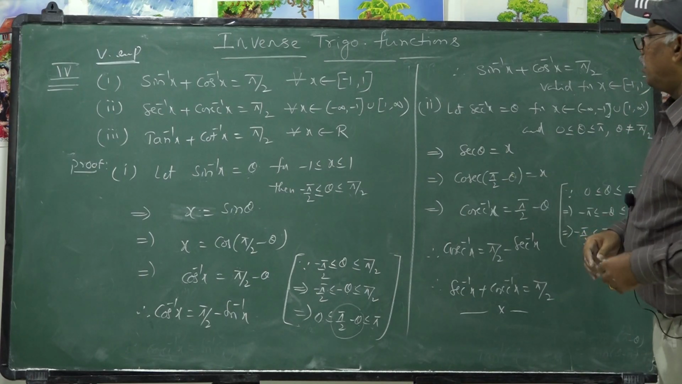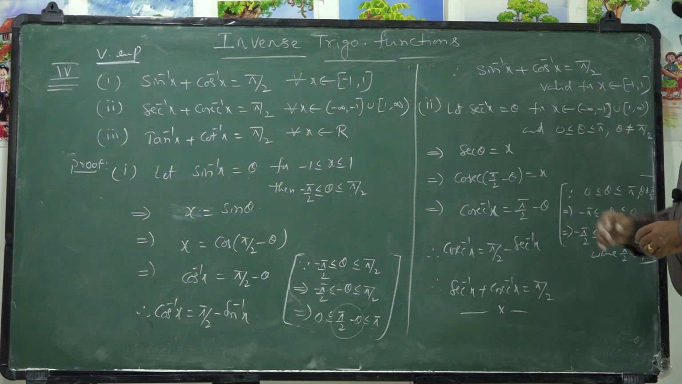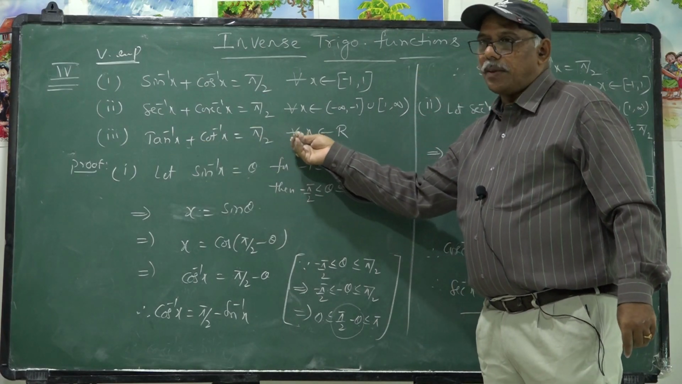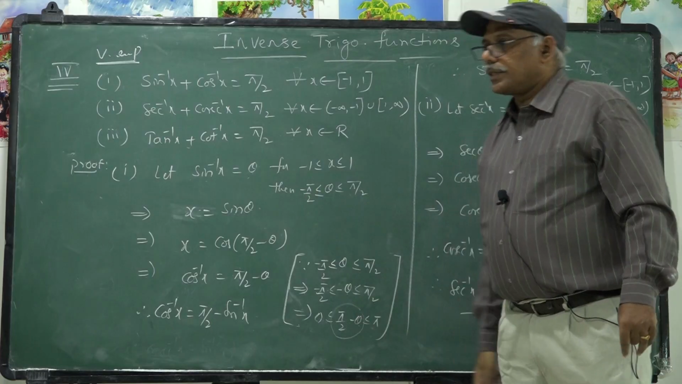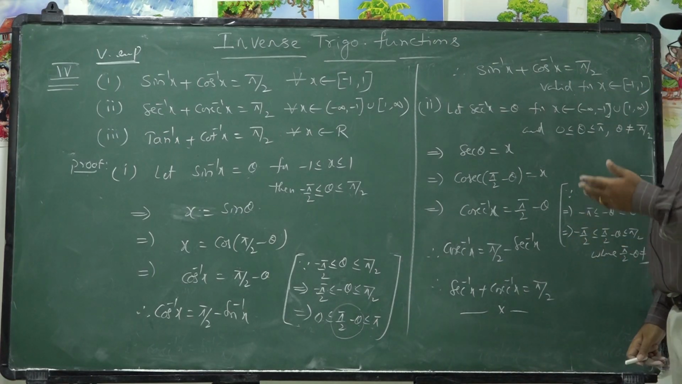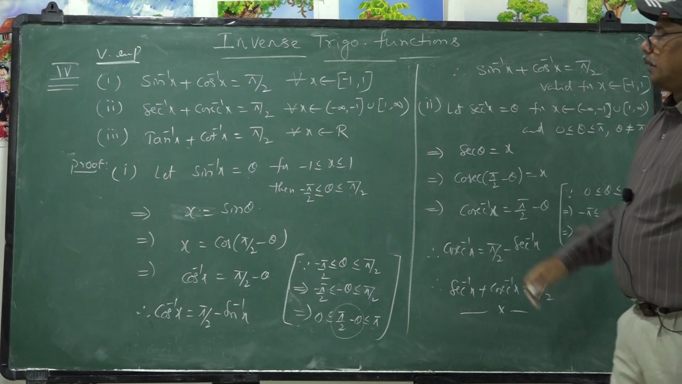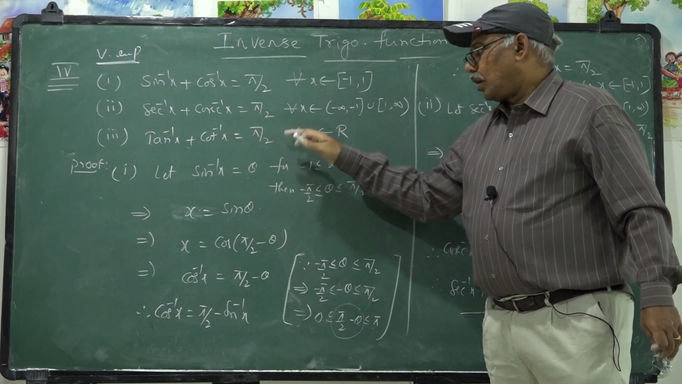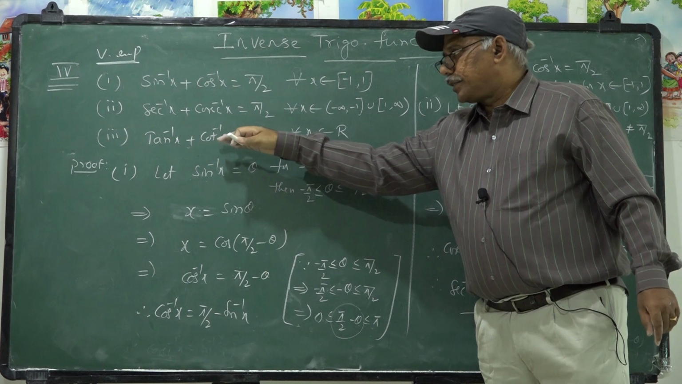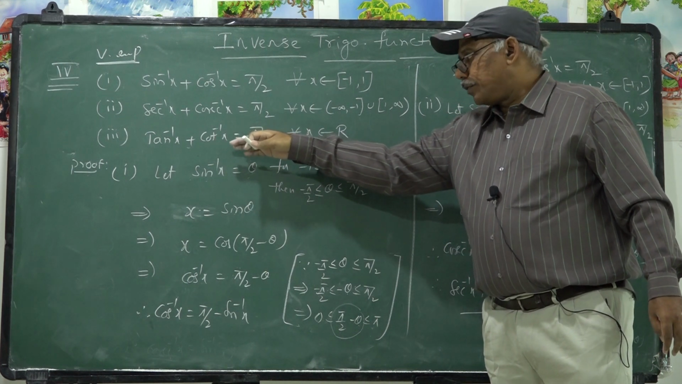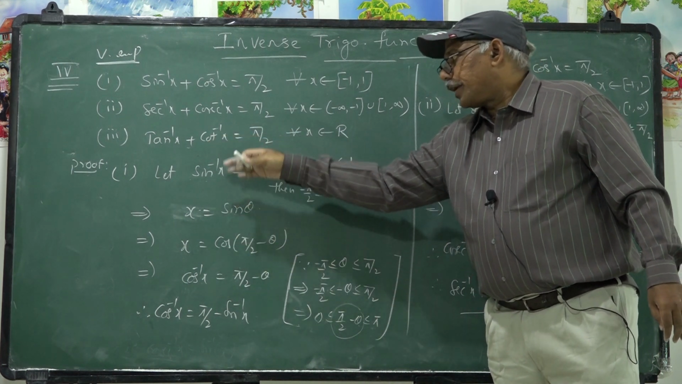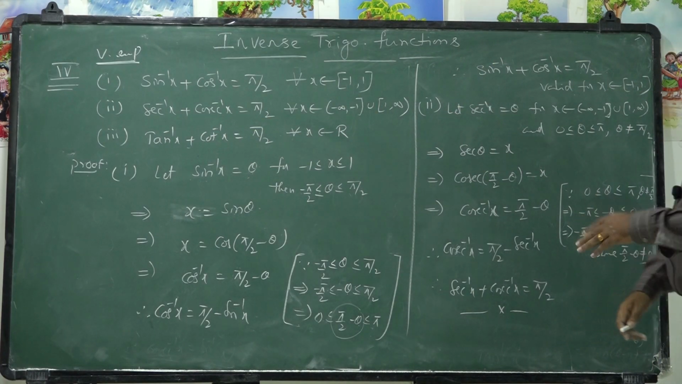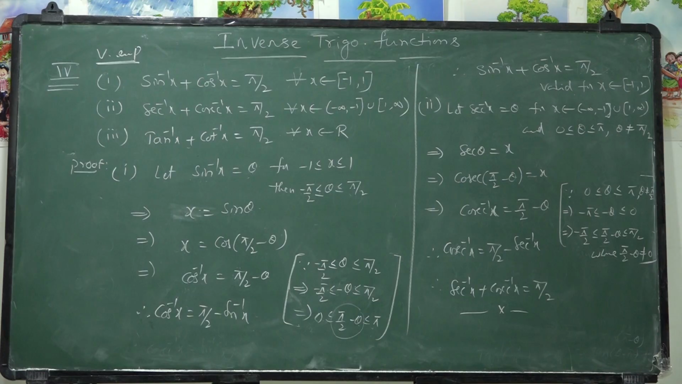The same arguments you can extend in case of tan inverse x plus cot inverse x equal to pi by 2, to show tan inverse x plus cot inverse x equal to pi by 2 for all x that belongs to R. The same arguments over there, given domains and restricted principal branch values, you can extend and you can prove tan inverse x plus cot inverse x equal to pi by 2. That is easy. That is left to you.